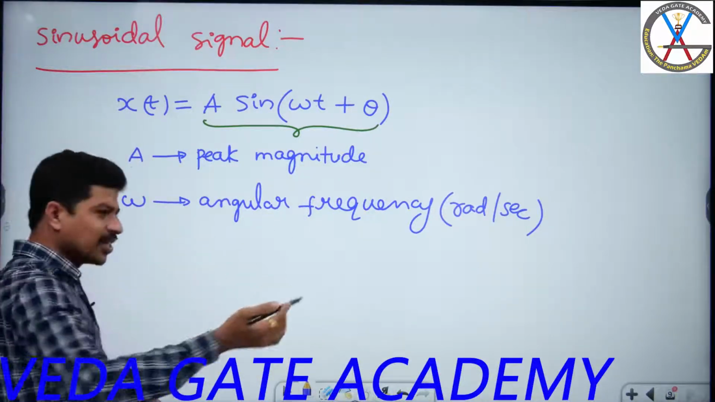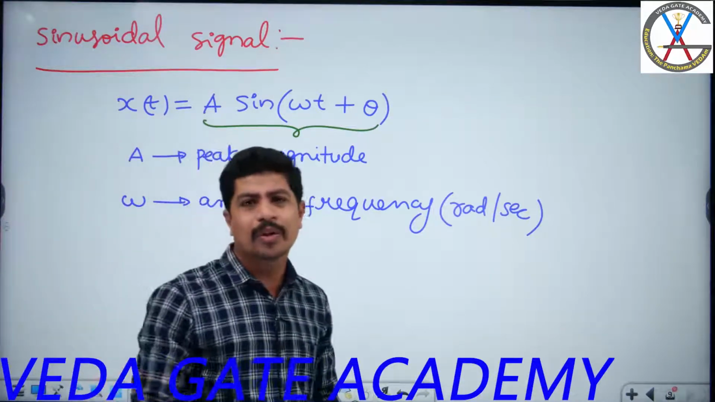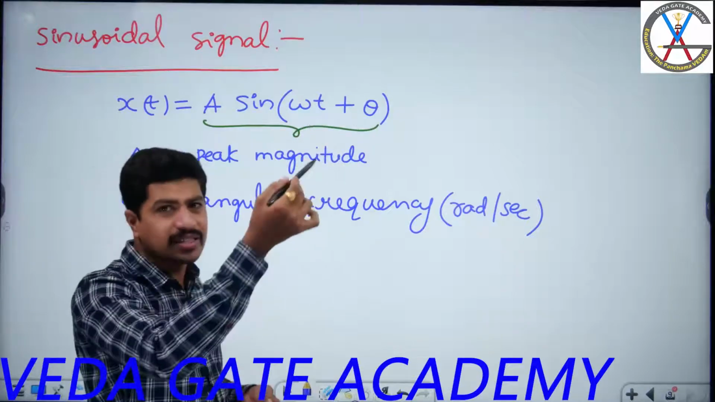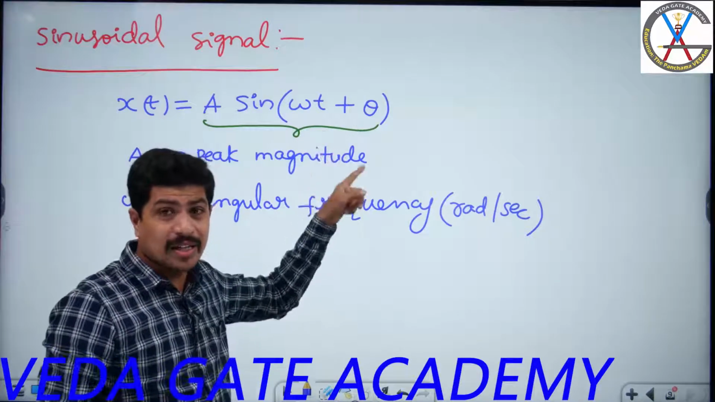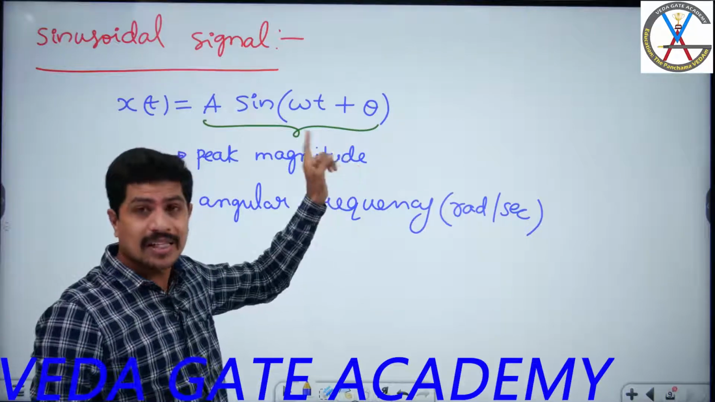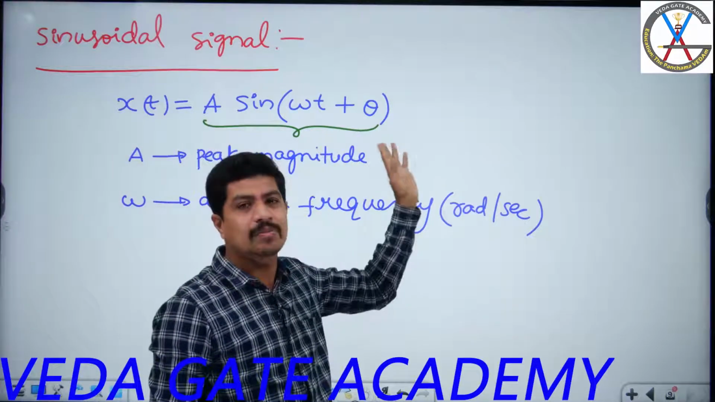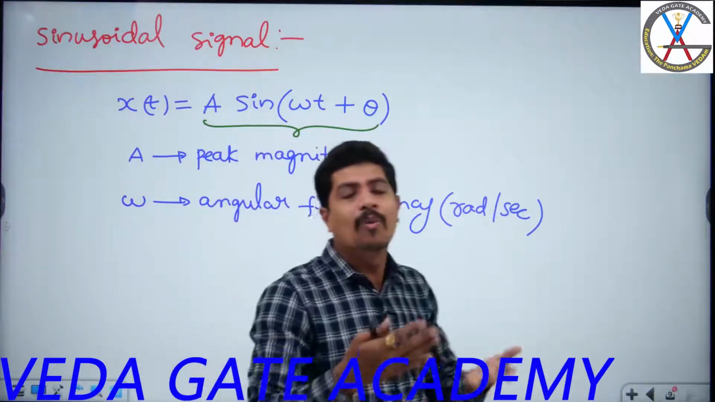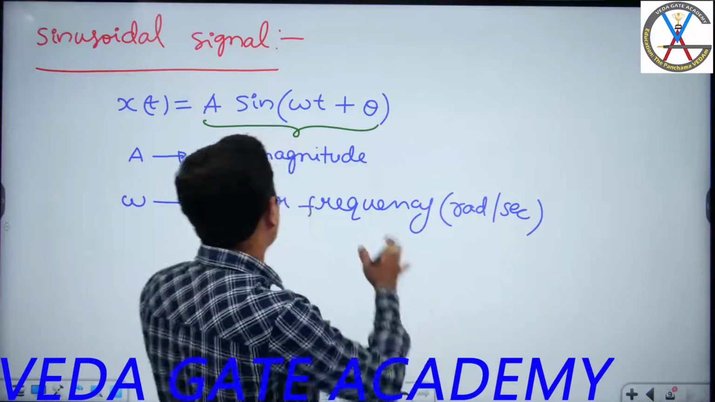Theta is some phase shift, either 0, positive or negative. What are the units of this omega t? That is in radians. If omega units are radians per second, omega into t, the seconds will get cancelled, leaving radians. Radians plus radians. So this omega t is also an angle if you substitute omega and t. So this is about its description.